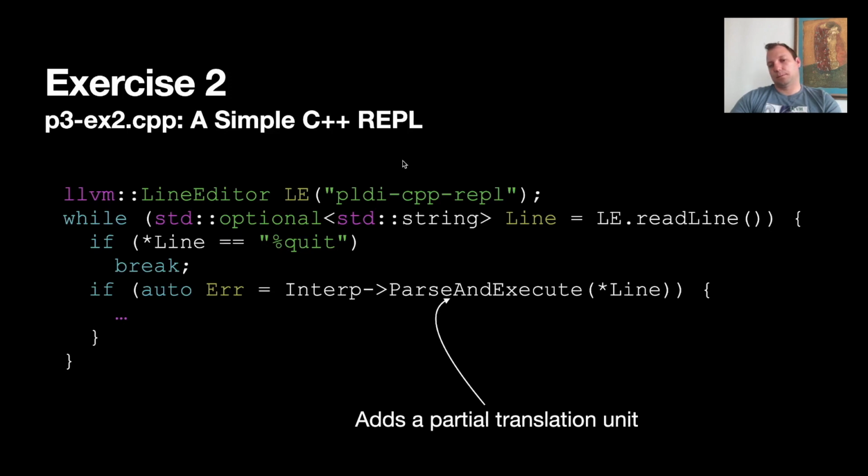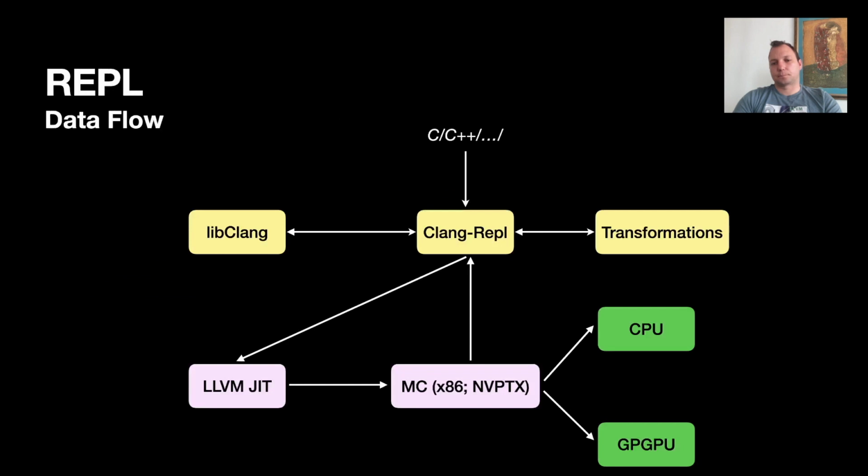Yes, what we do here with the REPL is we tell the interpreter to add a new partial translation unit. So we say, hey, interpreter, we got a new input. Just incorporate it in what you already have in your session. And this is the interface.